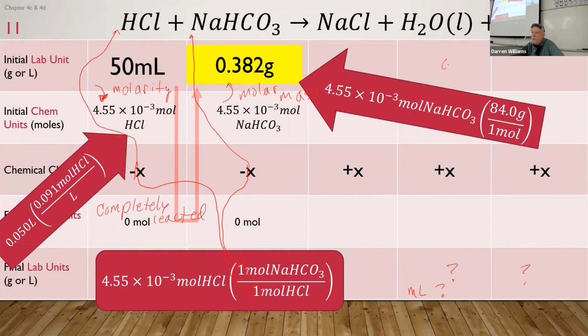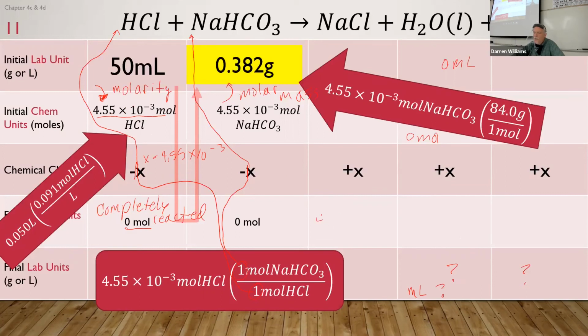We can say I start with 0 mils of water, which is 0 moles. But to get here, I just add X, right? 0 plus X gives me the number of moles. What is X? X is right here. If I went from this many moles down to 0 moles by subtracting X, then X equals this number, 4.55 times 10 to the minus 3. And so over here, for every one of these, I've got plus X.